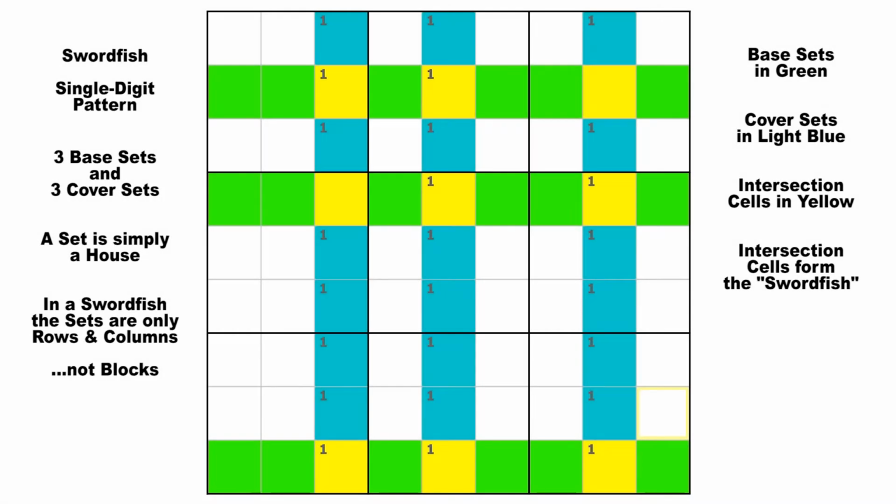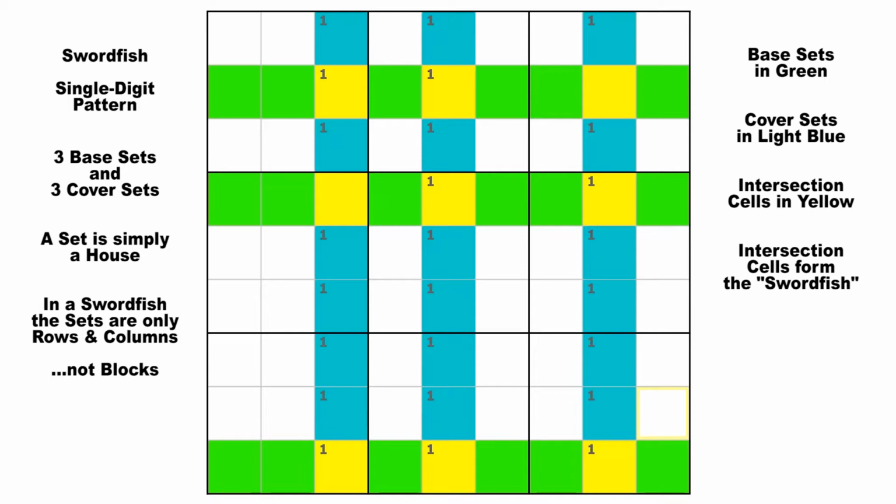In a basic swordfish, there will be three parallel rows or three parallel columns, each containing either two or three instances of a particular candidate. No less than two instances and no more than three. These are called the base sets, and these base sets must line up in such a way that three perpendicular houses intersect with them, covering all of the base candidates. These intersecting houses are called the cover sets. The cover sets can have any number of instances of the fish digit in them, as long as they cover all of the base candidates.